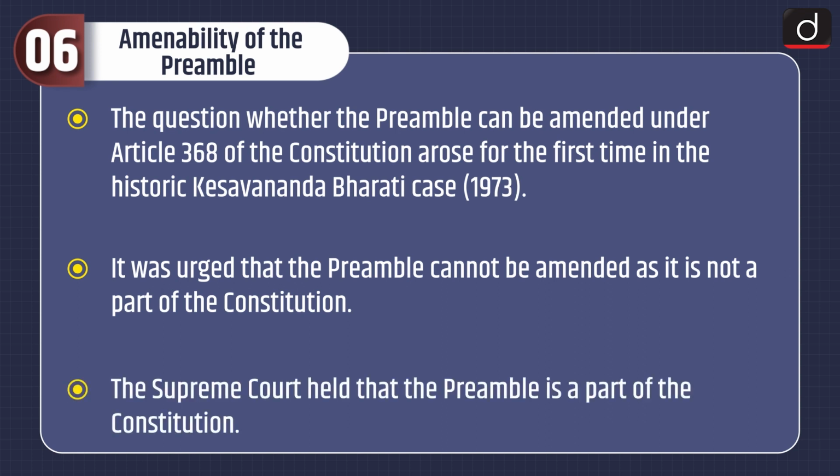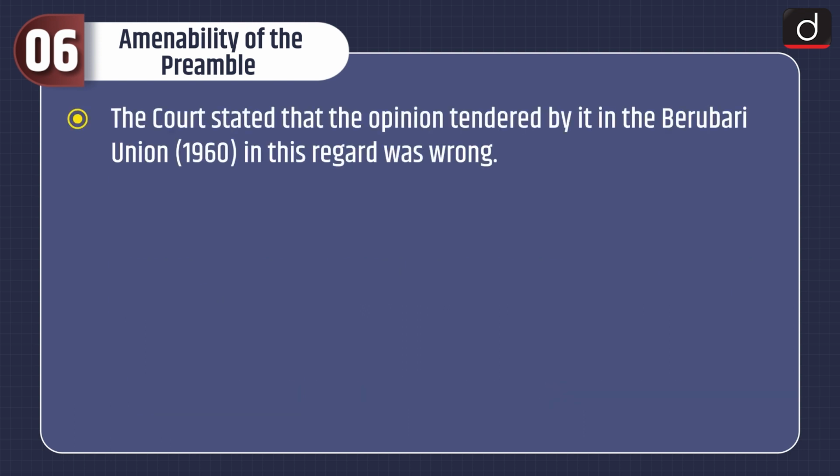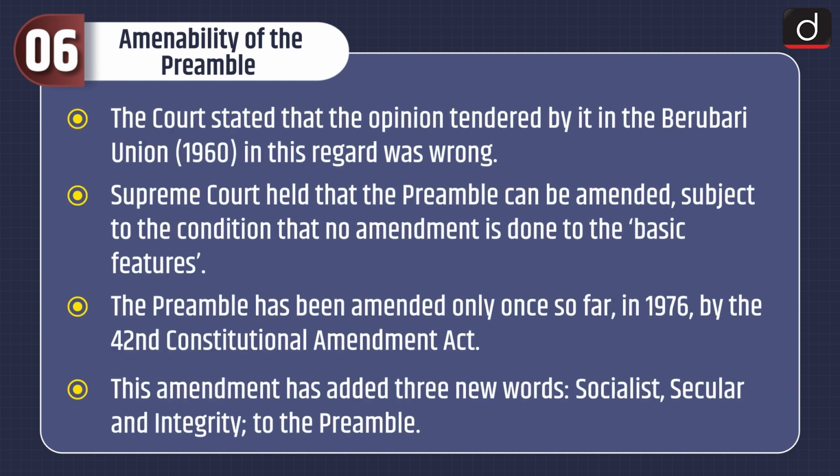The question whether the Preamble can be amended under Article 368 of the Constitution arose for the first time in the historic Kesavananda Bharati case 1973. It was urged that the Preamble cannot be amended as it is not a part of the Constitution. The Supreme Court held that the Preamble is a part of the Constitution. The court stated that the opinion tendered by it in the Berubari Union 1960 in this regard was wrong. Supreme Court held that the Preamble can be amended subject to the condition that no amendment is done to the basic features.